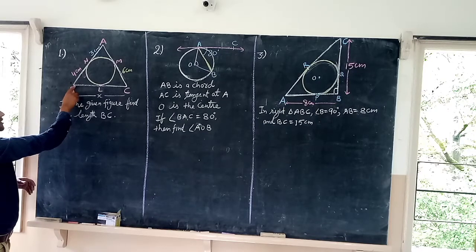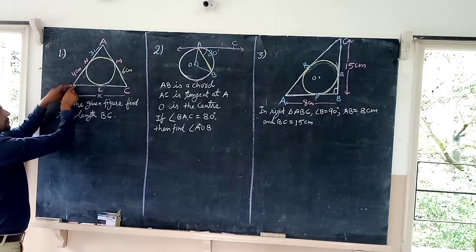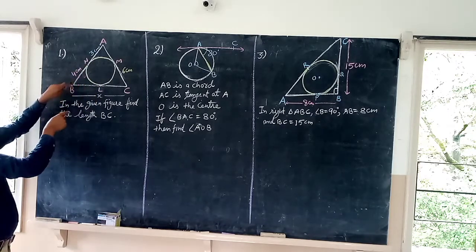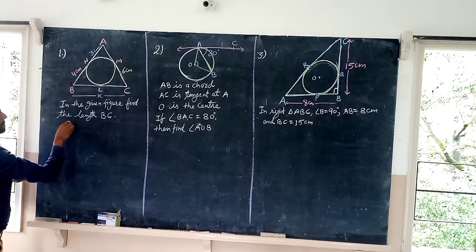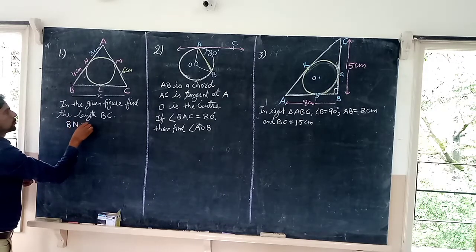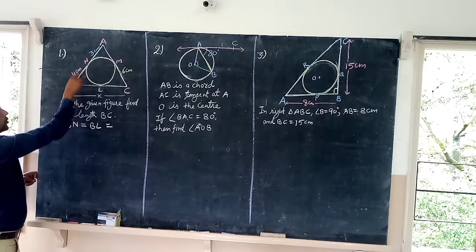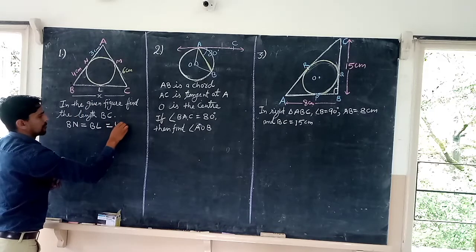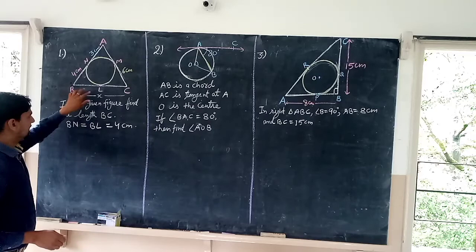Let's start from here. This is external point B and these are the two tangents BL and BN. That means these two are equal. We have proved this already. So let's write on this. BN is equal to BL, and as we know, BN is 4. That means BL should be 4 centimeter.